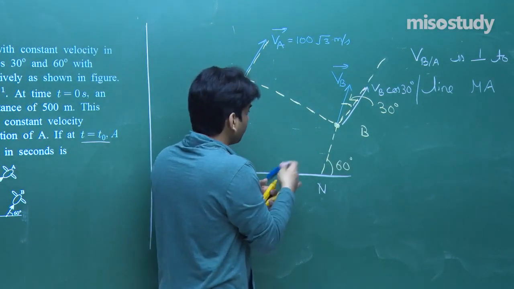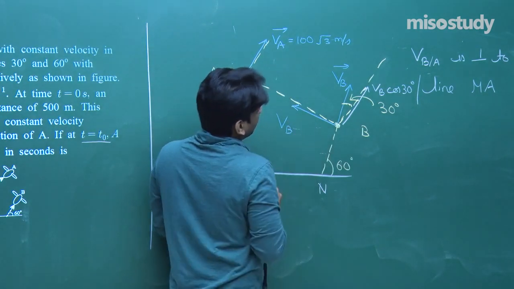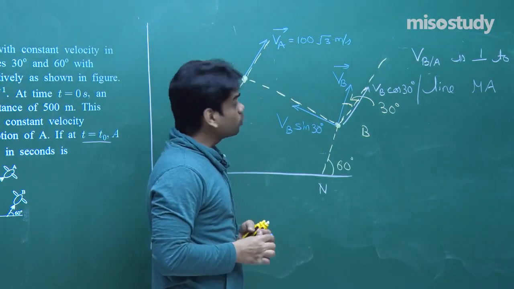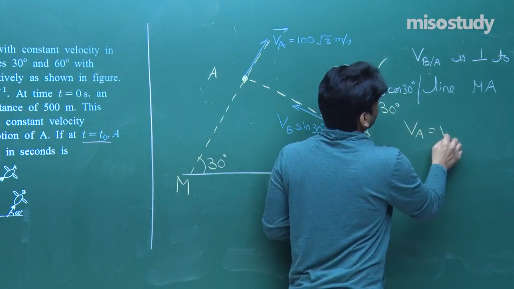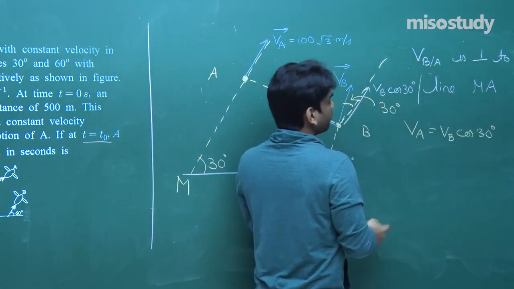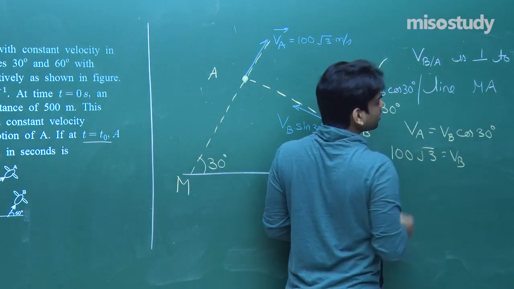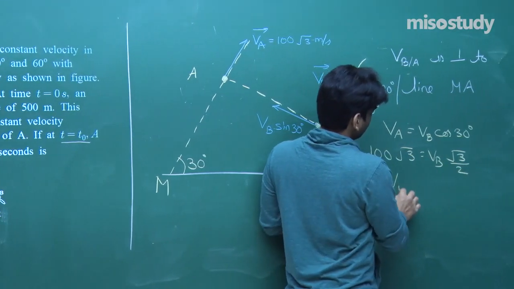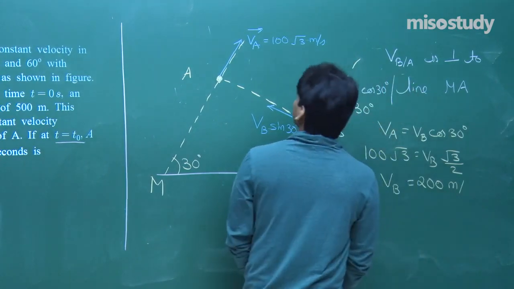So we are going to have one more velocity. Let me mark this as VB, and this can be written as VB sin 30 degree. So first of all, let me show you that VA is equal to VB cos 30 degree. From the first information, VA will be equal to VB cos 30 degree. From here, VA is given as 100 root 3, VB, and cos 30 is root 3 by 2. So VB will come out to be 200 meter per second.